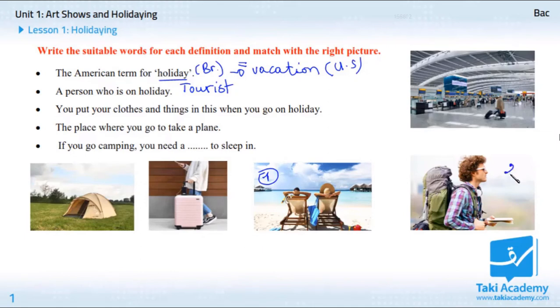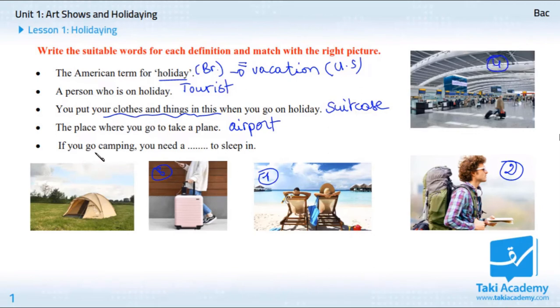Oh, there it is. You put your clothes and belongings in this. Where do you put your clothes and belongings when you go on a holiday? You put them in the suitcase. Great. Wonderful. And then we have the place where you go to take a plane. What do we call the place that you go to in order to take a plane? We call it the airport. The airport. And this is a picture of an airport, of course.